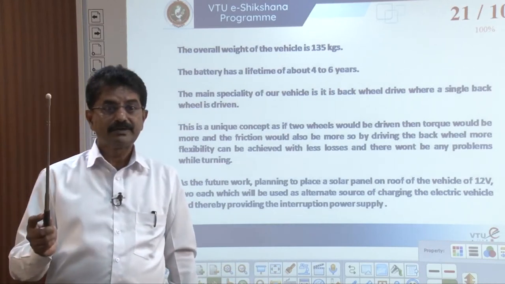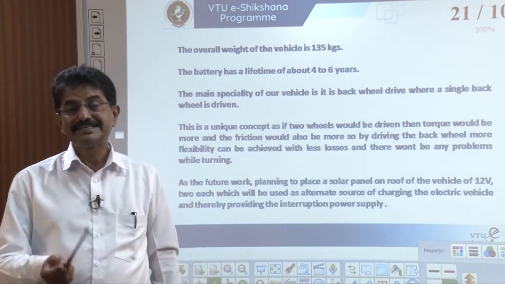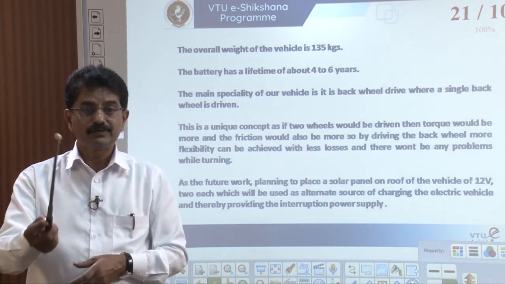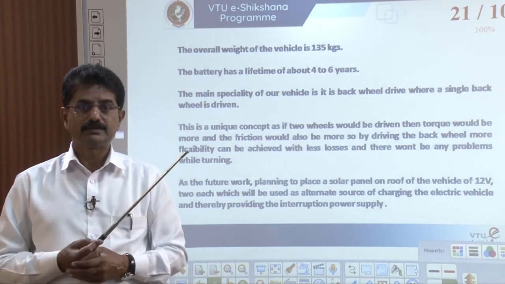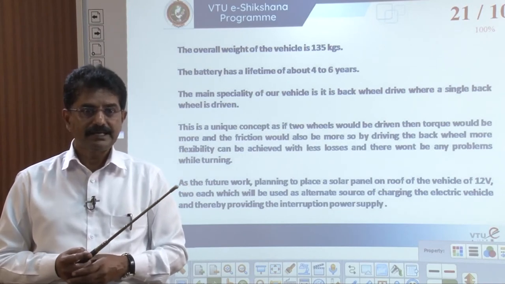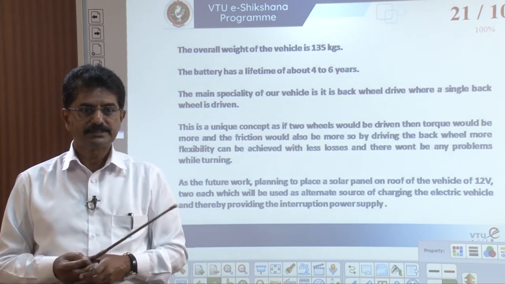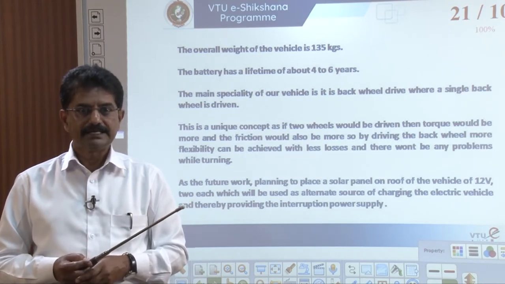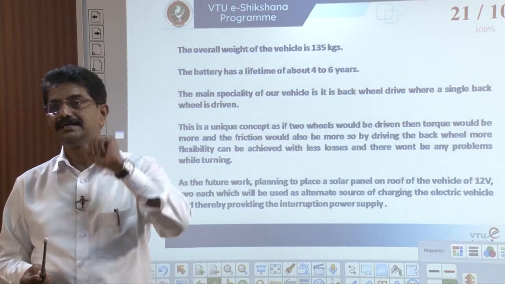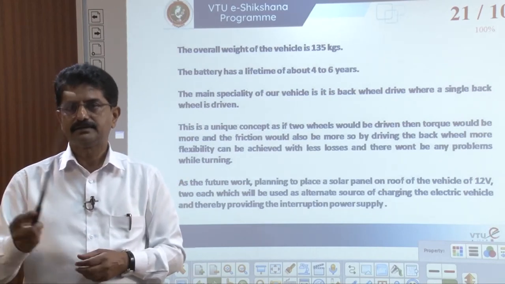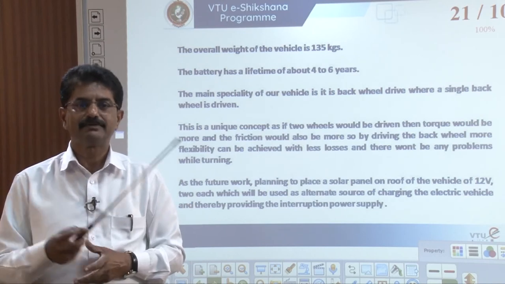The overall weight of the vehicle is 135 kg. This is an example: a small three wheeler electric car we have designed. The battery has a lifetime of about 4 to 6 years. The main speciality of the vehicle is the back wheel drive. So we have designed a three wheel electric vehicle, an electric car. In front there are two wheels, and at the back a single wheel.